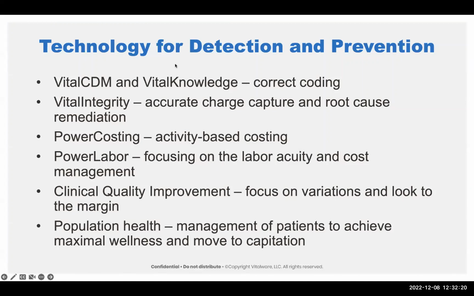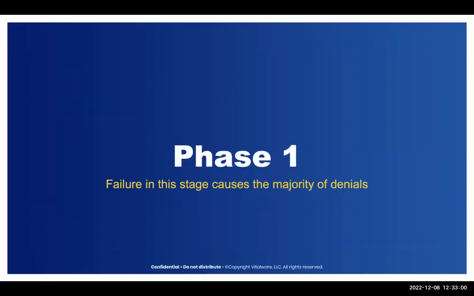Clinical quality improvement is very important. Focus on the variations and look to the margin. What is avoidable? How do I get this clinically? Population health, as I said before, is management of patients to achieve maximum wellness and move to capitation. That component alone is a huge factor in CEO discussion. So when we're looking at CEO discussion, we talked about preventative with the coding and the vital integrity. We talked about lowering our costs and labor, and we talked about increasing efficiency through quality improvement. So that's kind of the financial transformation suite.